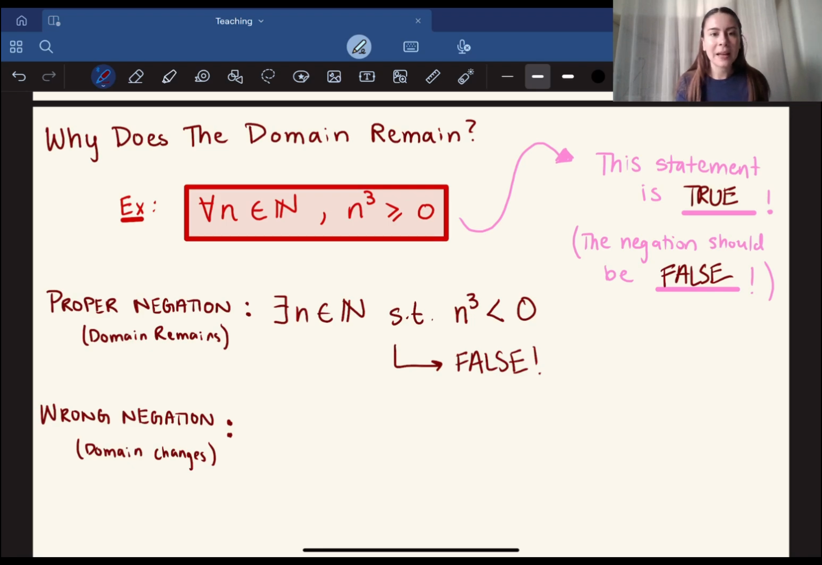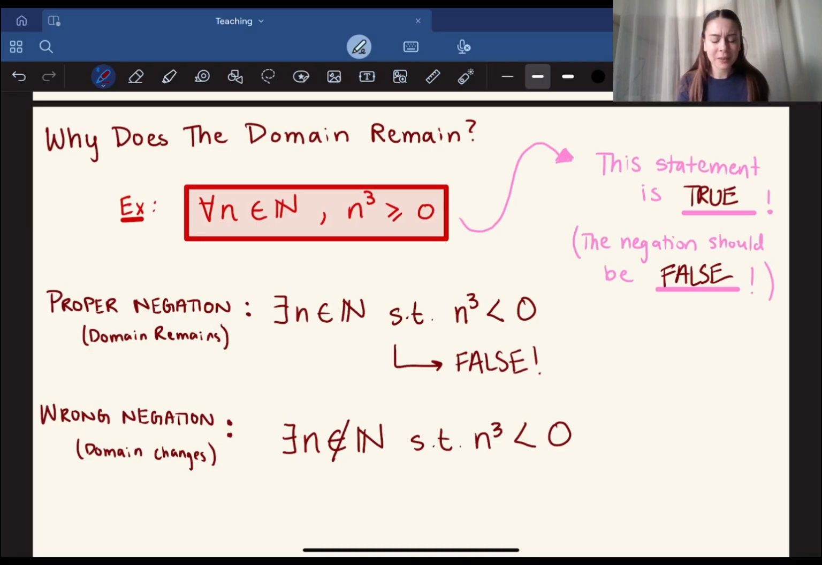But let's take a look at the wrong negation. So let's see what happens if we do not keep the domain the same. Well, the negation of the universal quantifier is the existential quantifier, but then we would also negate or change this domain. So we would have there exists an n which is not in the natural numbers, such that, and now we negate the predicate as well, just like we did before, n cubed is strictly less than 0.